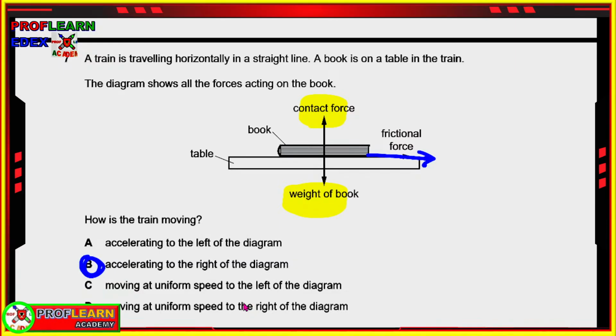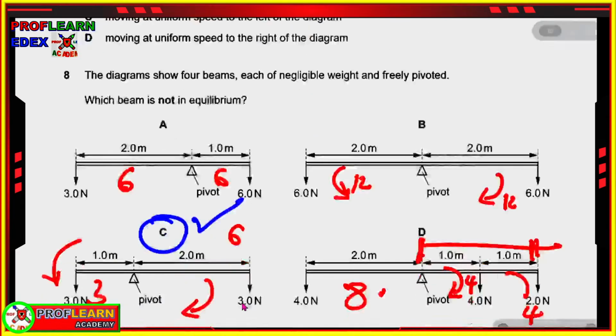Relatively to the left, so friction has to restore that, so that friction acts to the right.